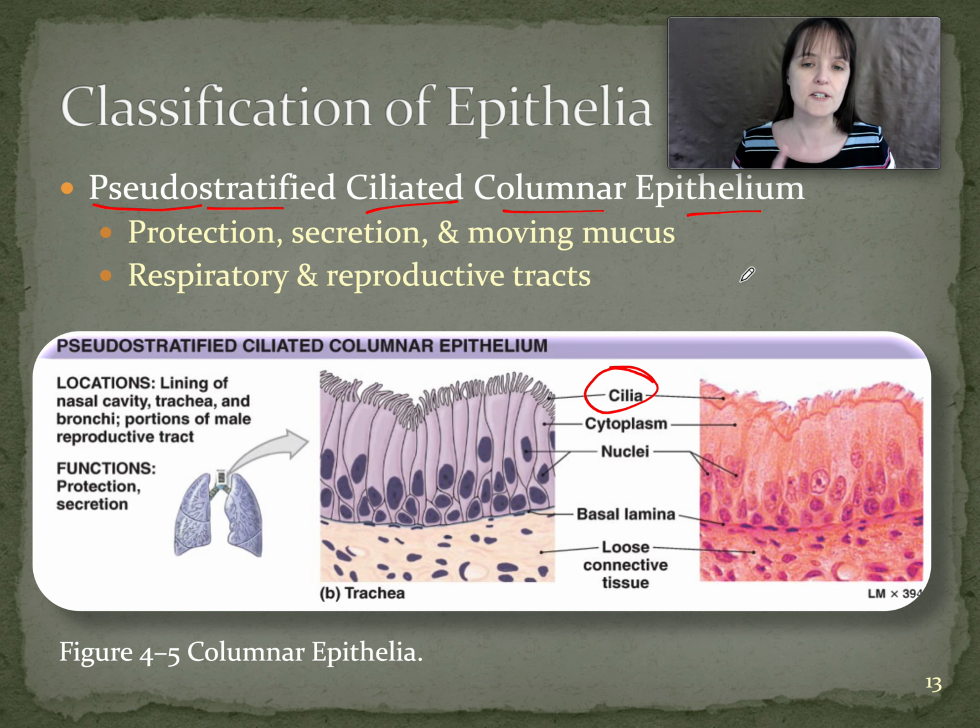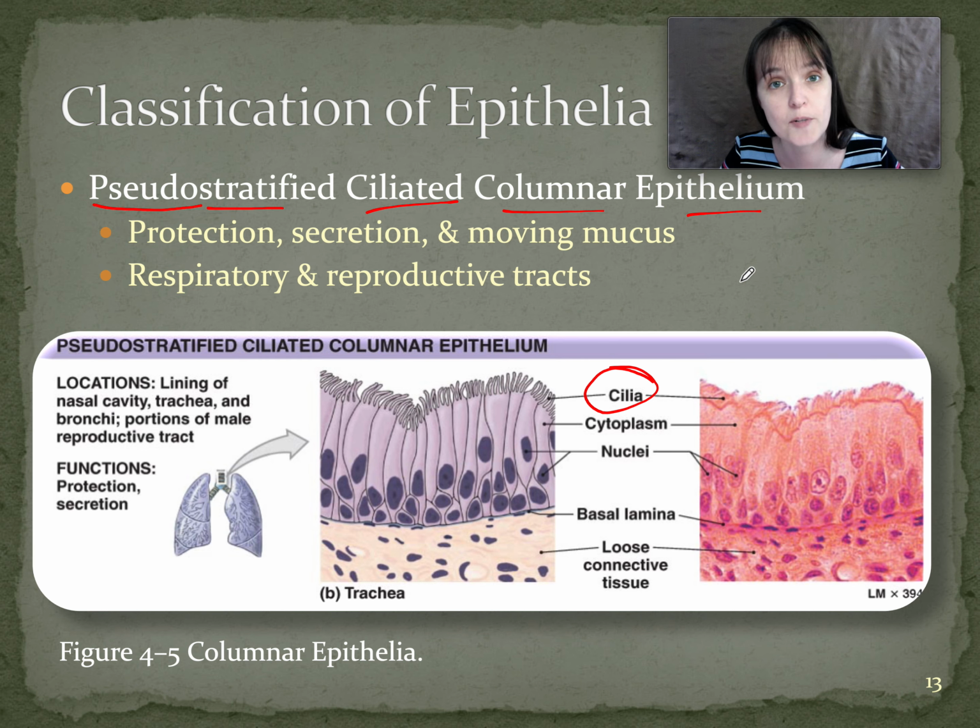They give you protection, secretion, they move mucus across the cell surface, which is what cilia do. And they're found in the respiratory and reproductive tracts. Didn't we just say something about respiratory and reproductive tracts? Oh yeah, it was cilia. You find motile cilia in the respiratory and reproductive tracts. Oh look, it's ciliated. It's in the respiratory and reproductive tracts.